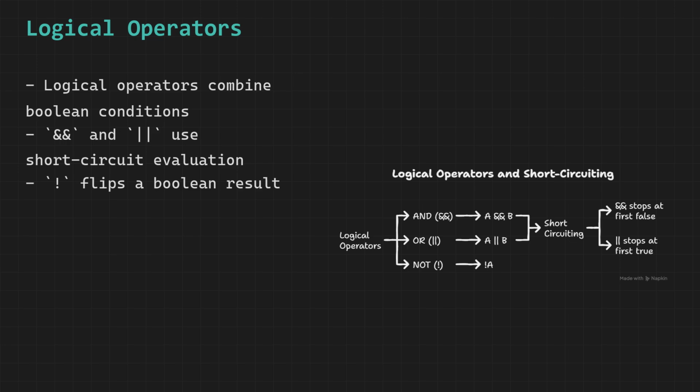Exclamation ! not flips the Boolean result. !true gives false. It is the simplest logical operator and acts on a single condition. You will commonly see it written as if (!list.isEmpty()), which reads naturally as if list is not empty.